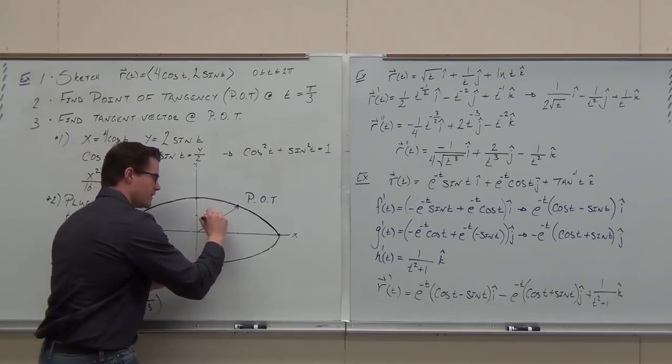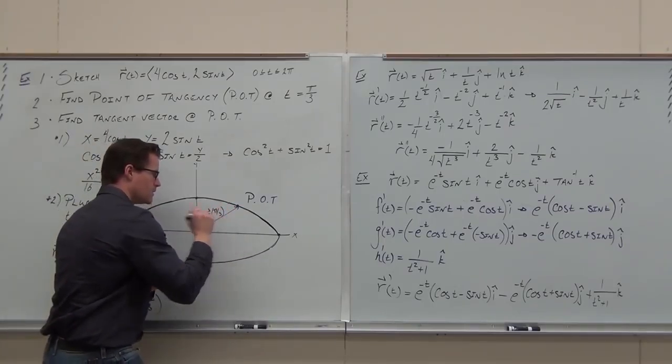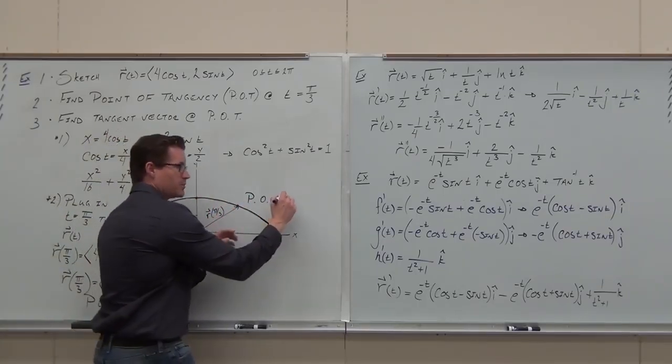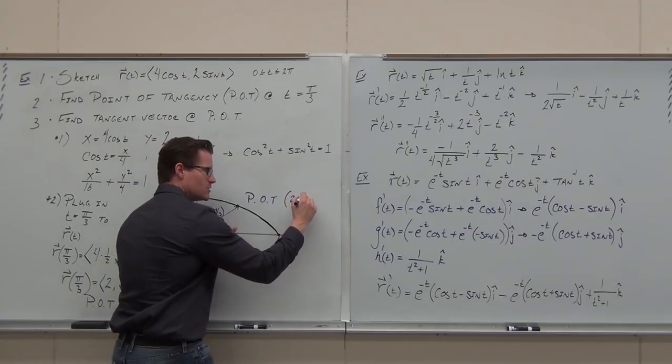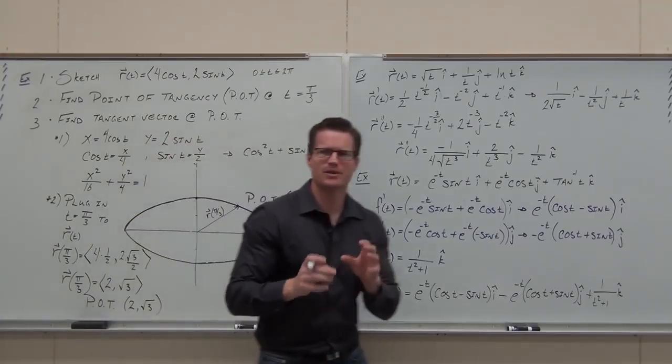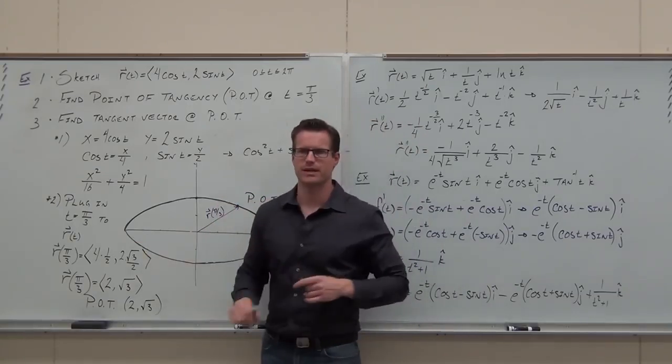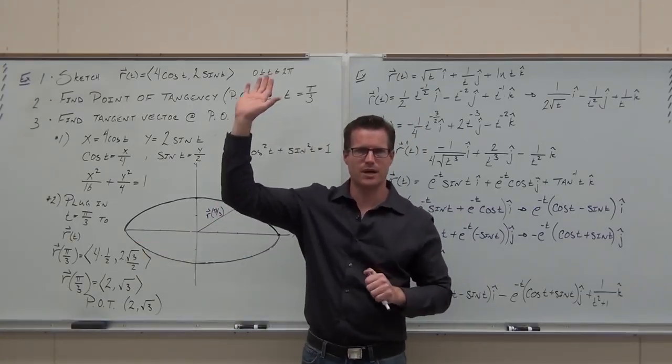This is the vector with a value of pi over 3. It points to its terminal point, the point of tangency, which is the point 2 root 3. I know it's very, very similar, but there is a slight difference there. The point of tangency is the terminal point of that vector. That's the idea. Show of hands if I explain it well enough for you guys.